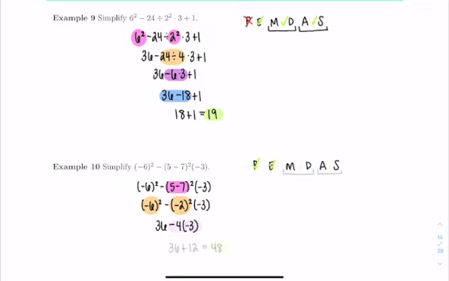The next thing is multiplication and division, which we only have multiplication involved here. We've got negative 4 times negative 3, and that's going to give me 12. And then the last step is to do addition and subtraction from left to right. And we really only have one thing to do, and that gives me 48.